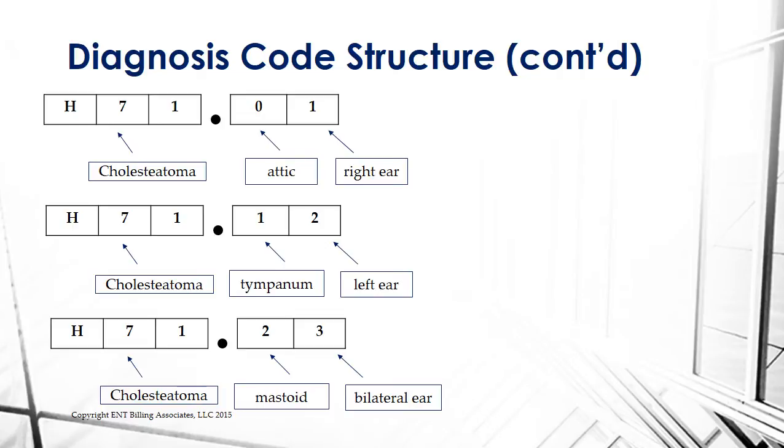On our next slide, we have some diagnoses that help to display the code structure. If you look at these examples, you can see that H71 corresponds to the category cholesteatoma. Notice that it starts with an H alpha prefix, as this is a condition of the ear. Then when you move to the 4th digit, you notice that this digit is used to signify the location of the cholesteatoma, whether it be the attic, the tympanum, or mastoid. Lastly, you can see that the 5th digit is used to signify laterality.